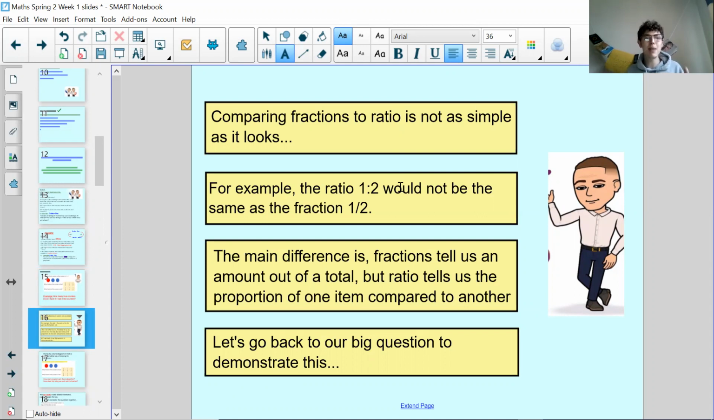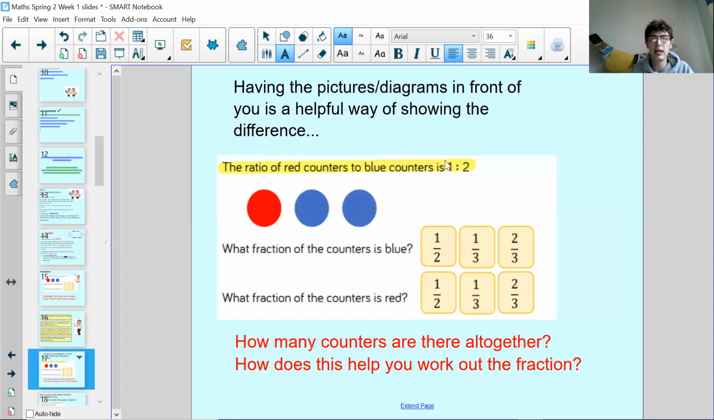The reason for this is that fractions tell us the amount, a part, out of a whole. But ratio tells us the proportion of one item compared to another. It's not part of a whole like a fraction is, it's one whole compared to another one. So let's go back to our big question to demonstrate. Having pictures or diagrams in front of you is a really helpful way of showing this difference.